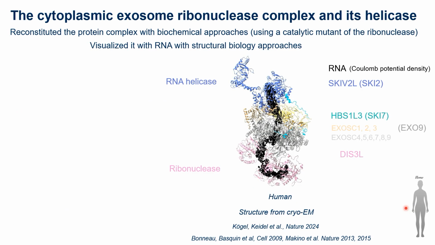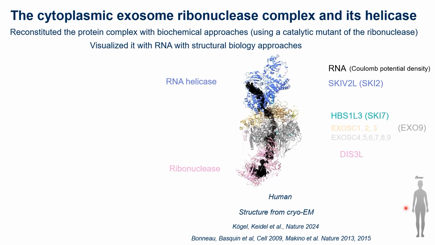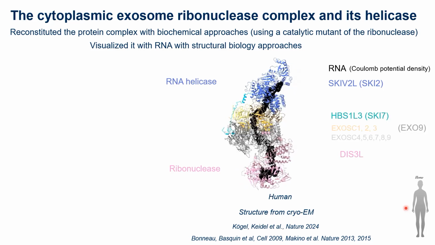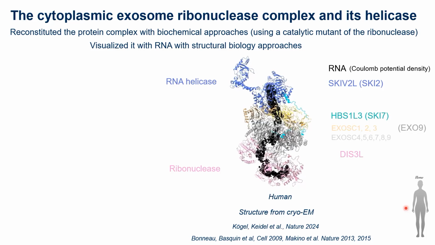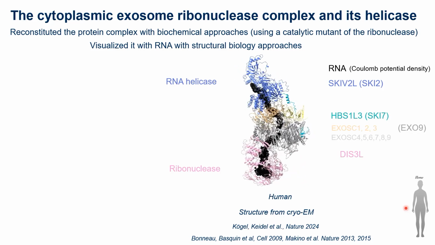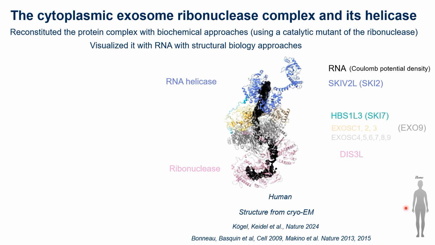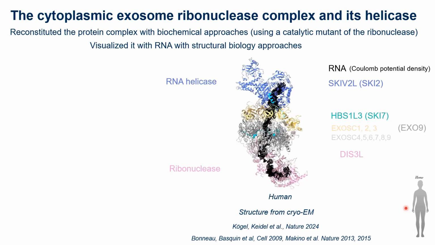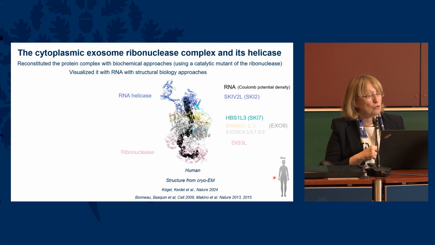So now, let me just see if I can make it go. Yeah. So this is now a structure from cryo-EM data of the human cytoplasmic exosome core. So what you see at the bottom in pink is the RNA. This is where the reaction takes place. The reaction is highly controlled. The RNA has to be threaded into this gray orange cage to be able to reach the ribonuclease. And to get there, it has to be threaded by this blue molecule.